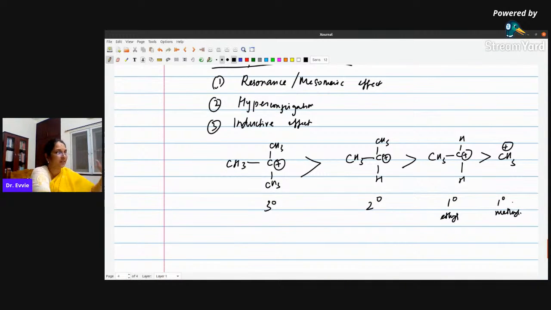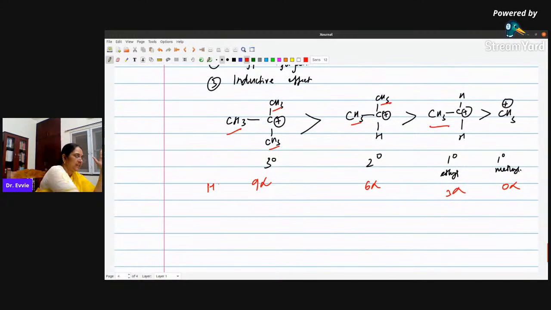Now as per hyperconjugation, let's see. Hyperconjugation is no bond resonance, and how many alpha hydrogens are there? You see 3 plus 3 plus 3, so it will be 9 alpha hydrogens. Here it is 3 plus 3, 6 alpha. Here it is 3 alpha, and here there are 0 alpha. This is your hyperconjugation, let me put it as Hc.